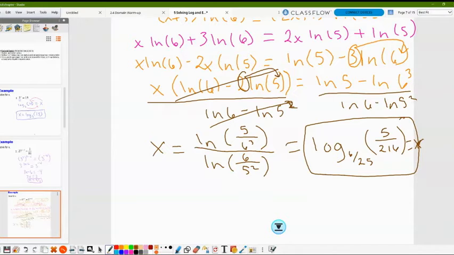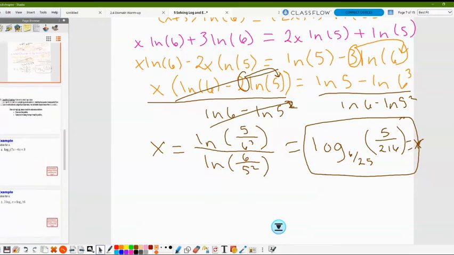All right, so that's kind of fun. We get to use those properties, manipulate it around and move it around. So make sure you're using your properties and getting practice and comfortable with that.